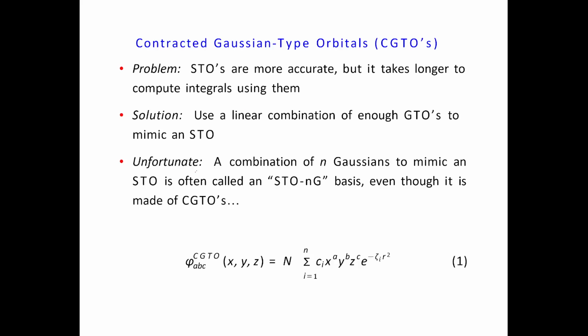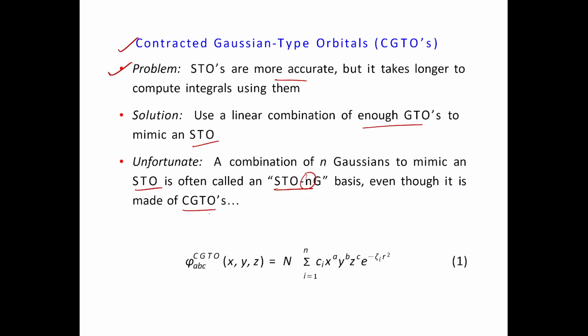Now we have the contracted Gaussian type orbitals. Slater type orbitals are more accurate, but it takes longer to compute integrals because they are difficult. Now what is the solution? You can take a linear combination of enough Gaussian type orbitals so that it looks like a Slater type orbital. A combination of n Gaussians to mimic an STO is called an STO-NG.